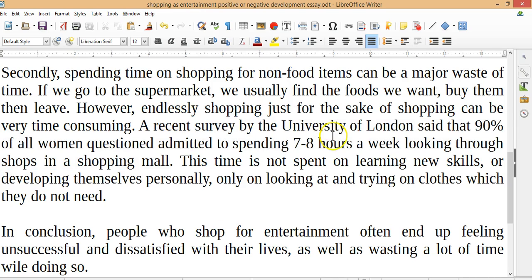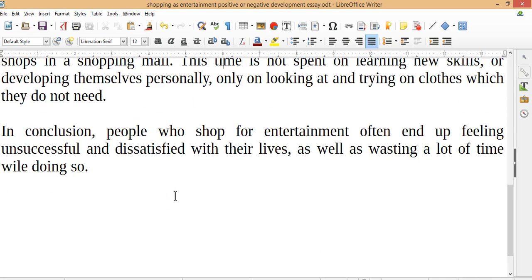A recent survey by the University of London said that 90% of all women admitted to spending 7 to 8 hours a week looking through shops in a shopping mall. So, as a consequence, this time is not spent on learning new skills, only at looking at and trying on clothes which they do not need. So, you can see we've got that logic, you know, this leads to this, leads to this. Here's an example. As a consequence, this. 1, 2, 3, 4. In conclusion, people who shop for entertainment often end up feeling unsuccessful and dissatisfied.